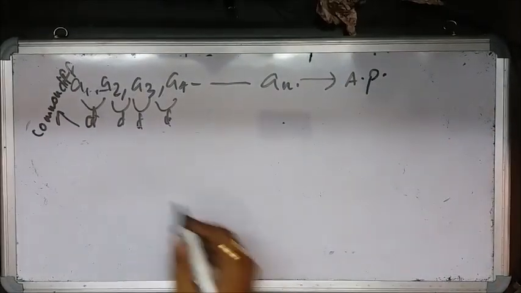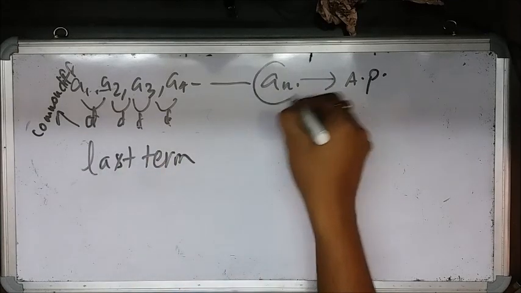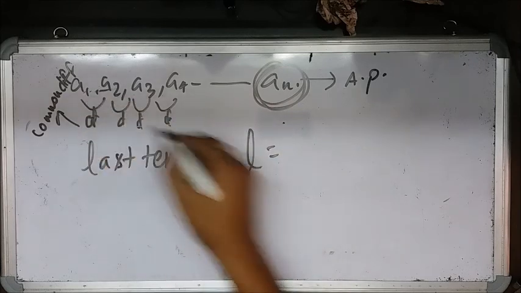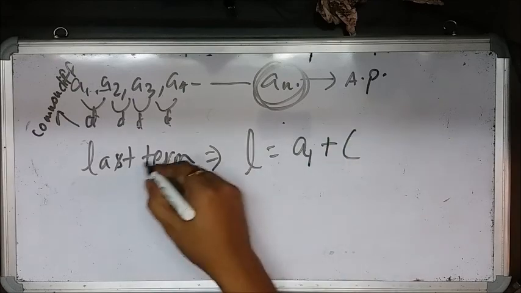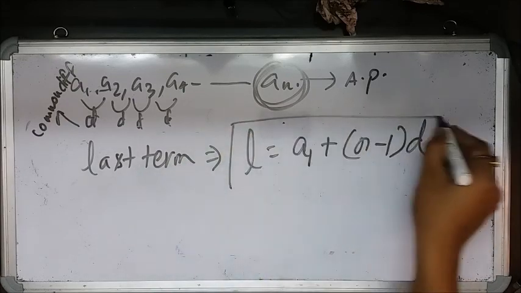Now there is another concept called the last term. The last term is the nth term. So I can say directly that the last term will be equal to the first term, that is A1, plus n minus 1 into D. So the last term will be this thing.